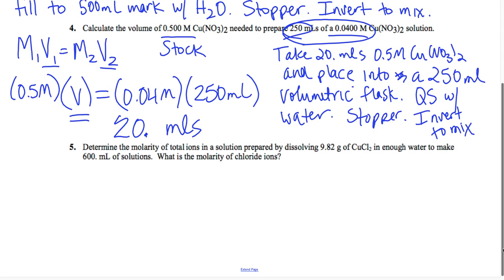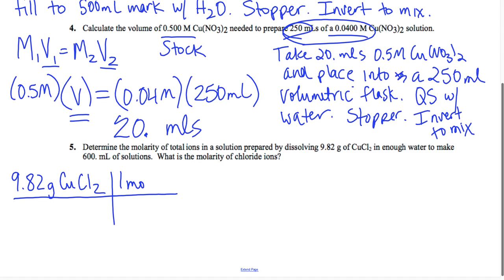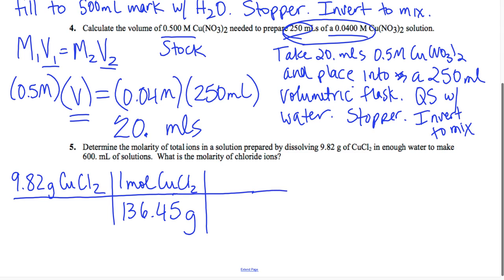We're starting with 9.82 grams of copper 2 chloride, right? If I want to convert to molarity, before I even deal with volume, what do I have to change those grams to? Moles. So for every 1 mole of copper 2 chloride, I have 136.45 grams of copper 2 chloride. Now if I want molarity, molarity is moles per what? Liter. So I can just do 0.6 liters down here. That's 600 mils, right? Everybody with me so far? That is my molarity, moles per liter.